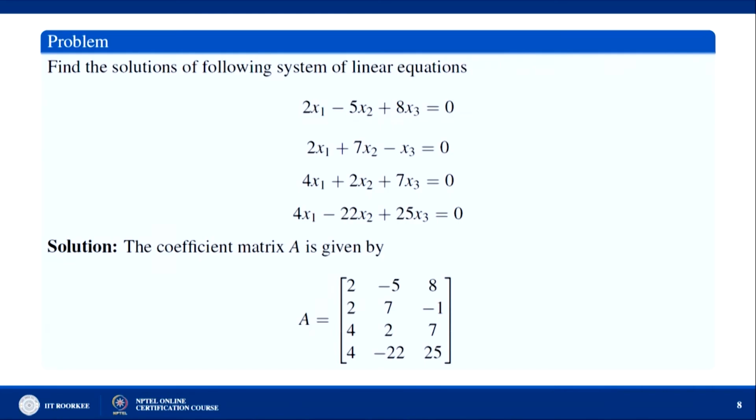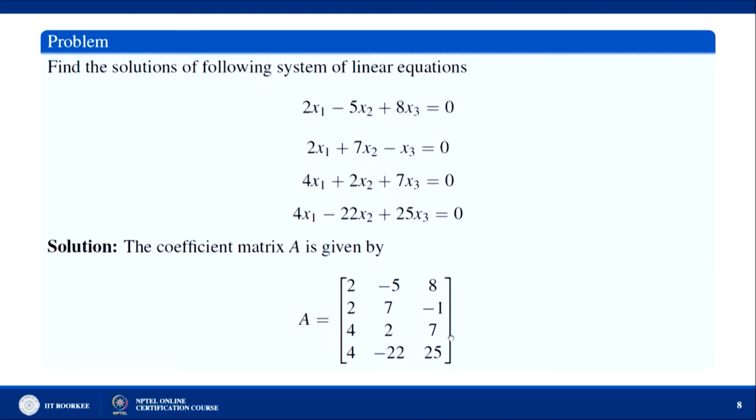The next problem, suppose we are having this problem. You see here we are having 4 equations with 3 unknowns, and we have to see whether this system has unique solution or infinitely many solutions. So, you can write the coefficient matrix. The first row is 2, minus 5, 8. The second row is 2, 7, minus 1, and similarly the other 2 rows.